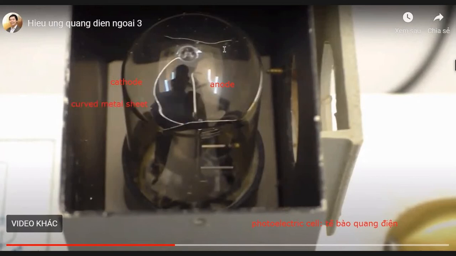So, what is the outside? What is the cover of the photoelectric cell here, Mayan? What is it made of? What is the shell of the photoelectric cell here? The material.